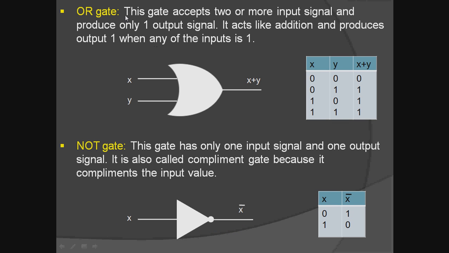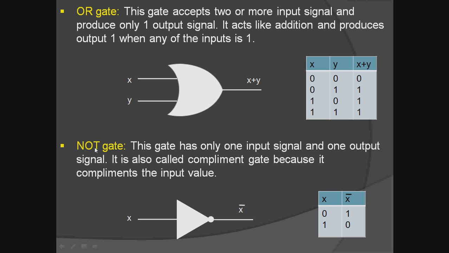Next is the OR gate. The OR gate represents the addition gate. It also accepts two or more input signals and produces only one output signal. Here x and y are the input variables. The output will be x or y, or x plus y. It acts like addition and produces output 1 when any of the inputs is 1: 0 plus 1 is 1, 1 plus 0 is 1, 1 plus 1 is 1. That is the OR gate, and this is the symbol that represents it.